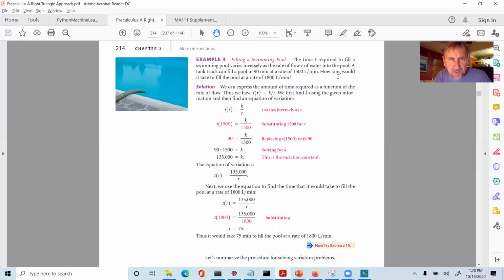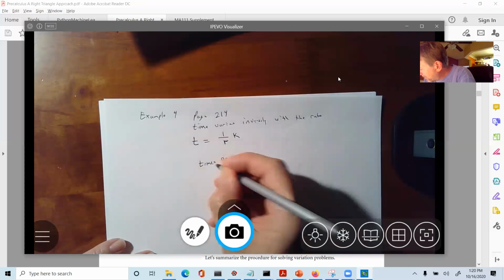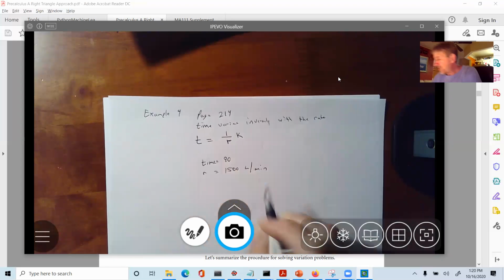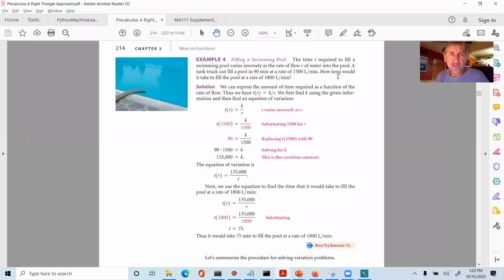So a tank truck can fill a pool in 90 minutes. Okay, so now they give us time equals 90 minutes when the rate equals 1,500 liters per minute. Notice that they have a lot of units with this stuff. Most of our x and y has not had units, and now we're dealing with units. And units are important because they help you with the conversion factors, what units are on your final answer, and see how the units cancel out.